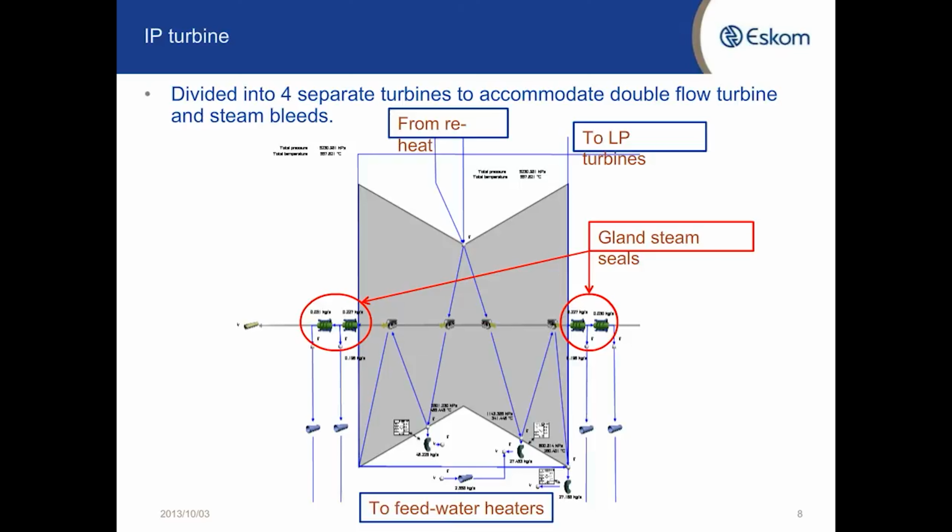Then coming out to the next steam bleed, and from there it will go through the crossovers over to the LP turbines, with 2 labyrinth seals there for the inner and outer chamber of the gland seals.